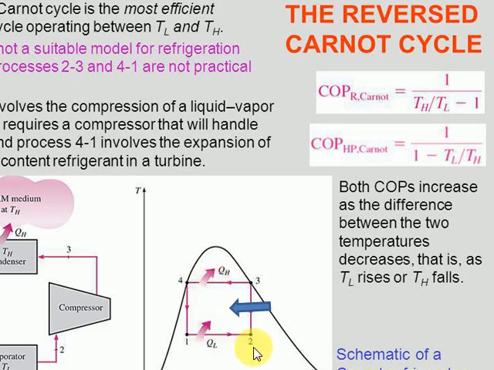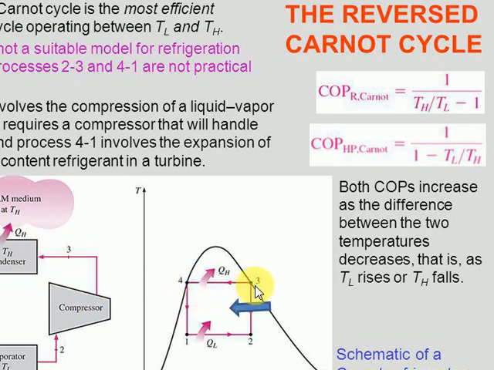So if we start from state 2 to 3, it is an isentropic compression process. So in this process, the phase is liquid plus vapor. And then process 3 to 4 is a condensation process, carried out in the condenser.